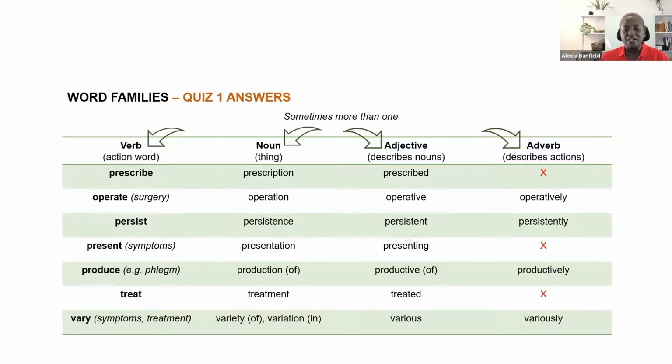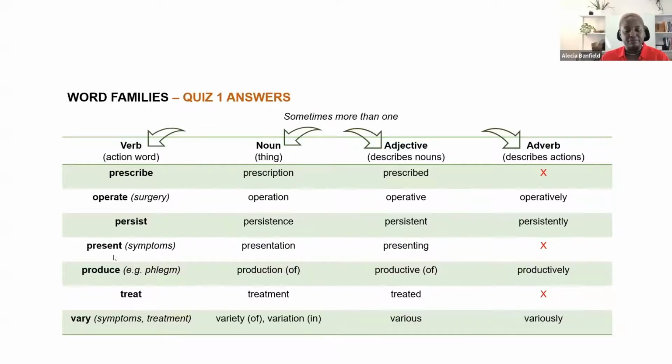Okay, and here is the completed table. Prescribe, prescription, the adjective is prescribed, and the adverb, there's none. Operate, meaning surgery. The noun is operation. Adjective, operative. Adverb, operatively. Persist is the verb. The noun is persistence. Adjective, persistent. Adverb, persistently.